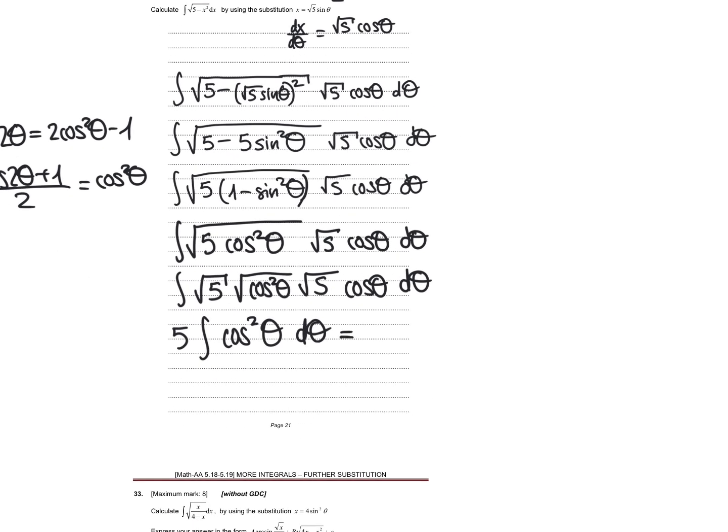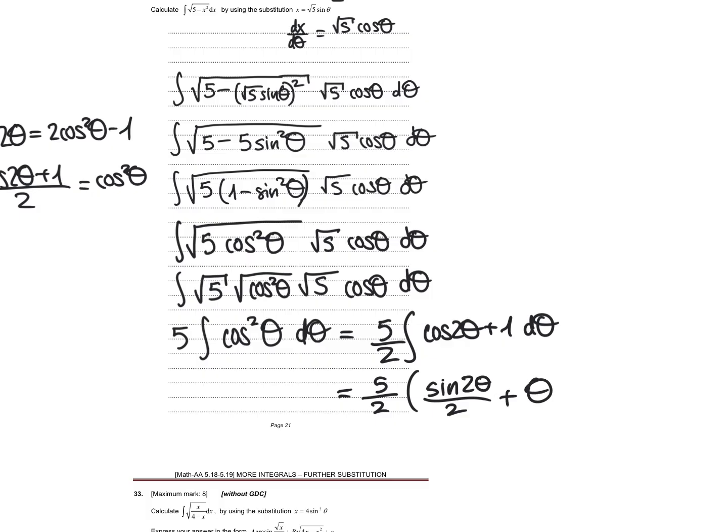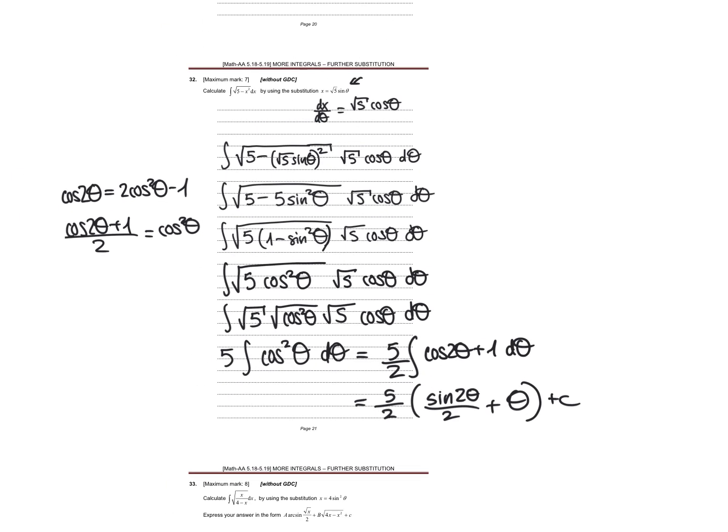So now this becomes 5 over 2. I'm going to take that 1/2 out. Cosine 2 theta plus 1 d theta. And then the integral of cosine is sine 2 theta, and then divide by 2, plus theta, plus c. So now this is going to be 5 over 4 sine 2 theta plus 5 over 2 theta plus c.